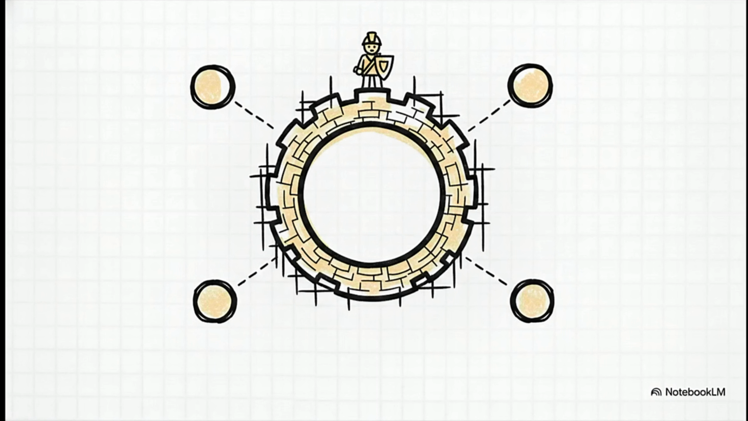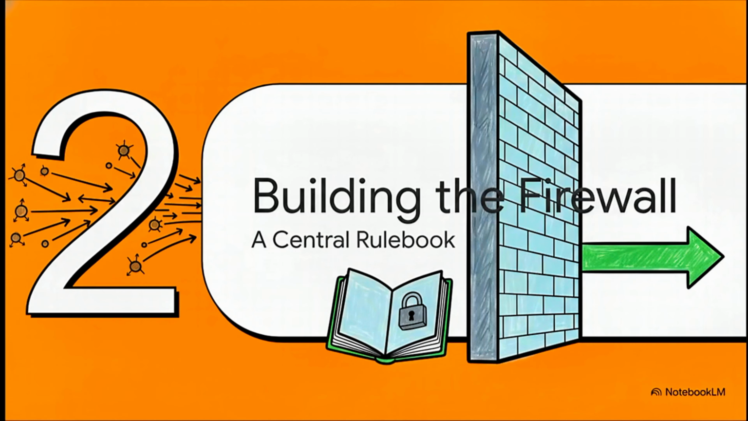Okay, so the structure is in place. The connections are all made, but right now it's basically just an open floor plan. There are no walls, no doors, no locks. So now comes the really crucial part. It's time to build the walls and set the rules. And this is where that smarter way comes in. Instead of building a dozen different little walls, we're going to create one master rulebook. A single, powerful firewall policy that's going to govern every single bit of traffic moving through our entire network. Honestly, this is where the magic really happens.